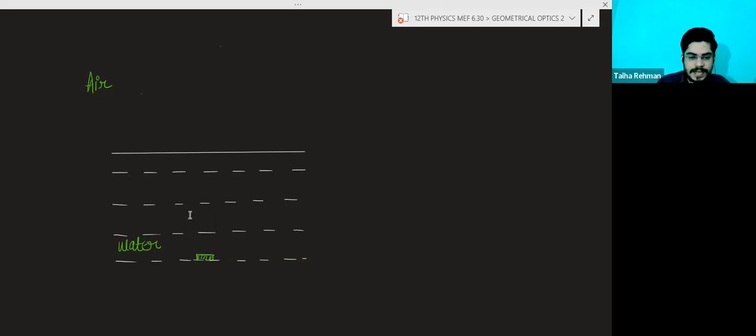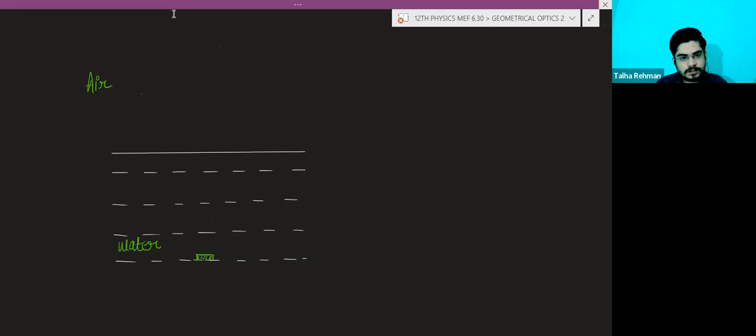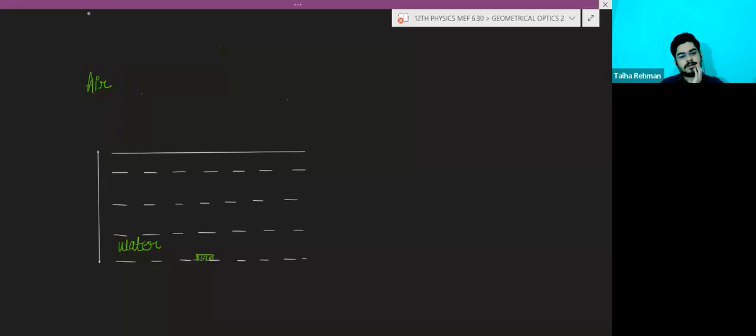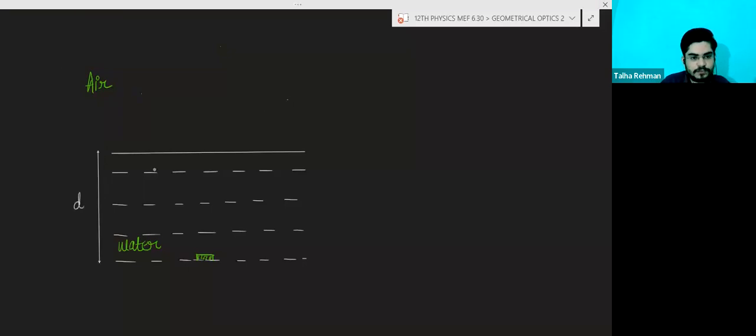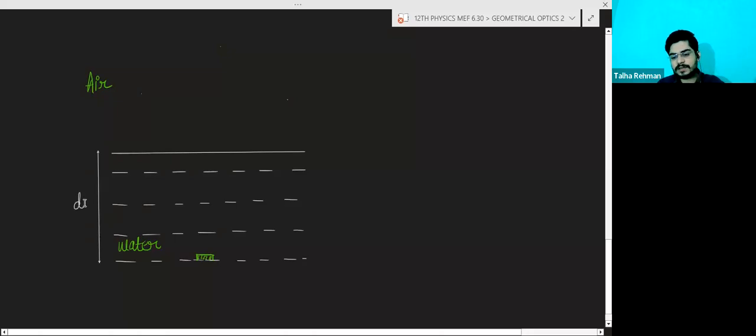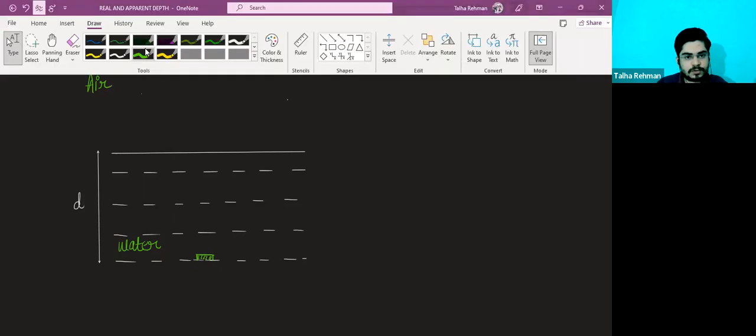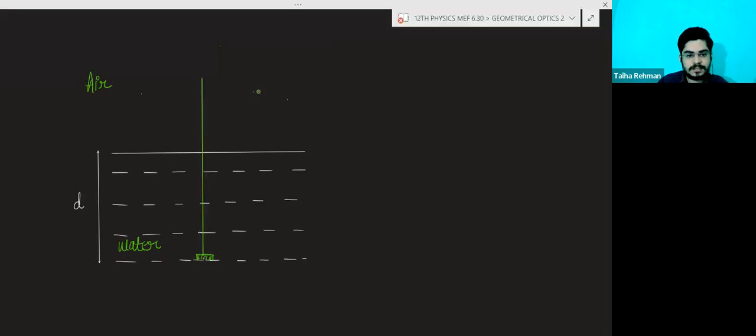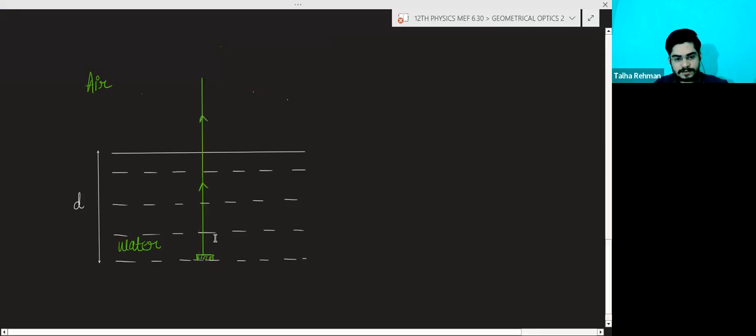And the exact location or exact position of this is this. From the surface we will measure. So this is at a distance of d, and this d is known as the real depth. Okay, so now what will happen? From this object, the first ray of light, I am just striking like this. It is going normal. It is the normal incidence. So the light will move straight.